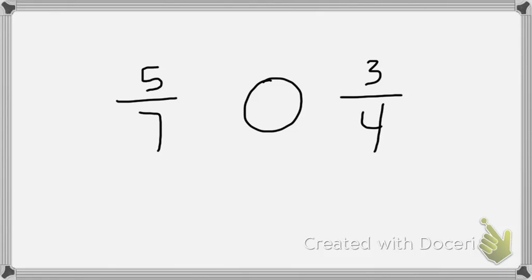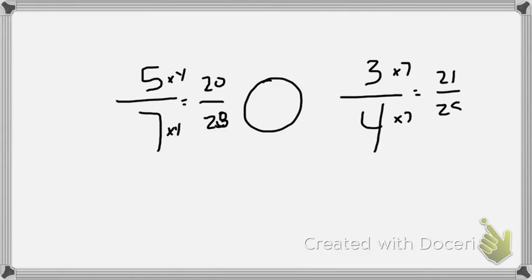So what we want to do first is find a common denominator that both 5/7 and 3/4 have in common. The common denominator they both have is 28. So I want to multiply 5/7 by 4, and I'm going to get 20 over 28. I'm going to multiply 3/4 by 7, and I'm going to get 21 over 28.